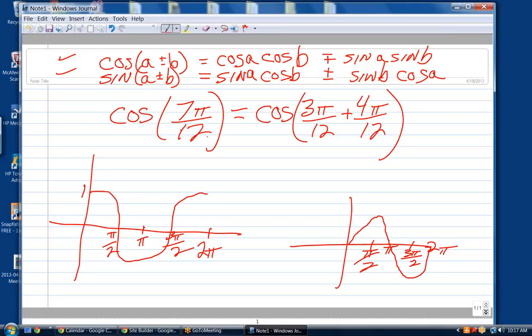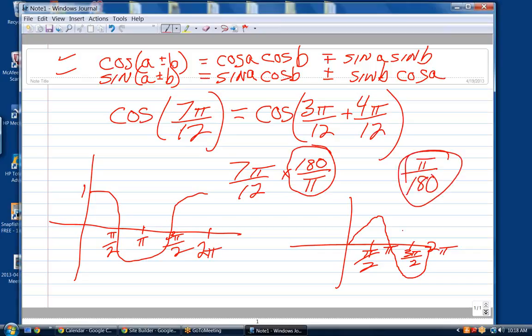However, let's go through the conversion. Convert this to degrees for me. Let's see, what's the conversion factor? Times 180 over pi. Remember, that's our conversion factor when we're going radians to degrees. It's pi over 180 when we're going degrees to radians. But there are 180 degrees per pi radian, or there is 1 pi radian for 180 degrees.